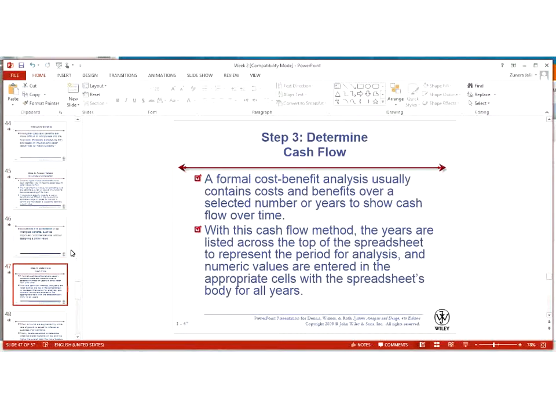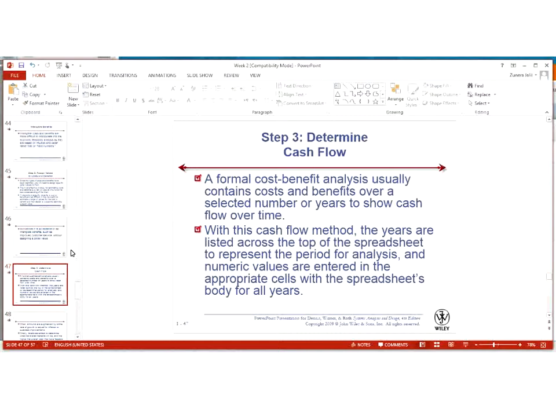Now if you have assigned values, then the next step is to determine cash flow. Now when we say cash flow, it is a formal cost-benefit analysis technique which measures the benefits over a selected number of years to show cash flow.